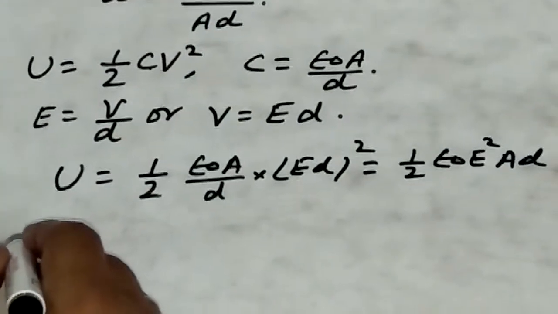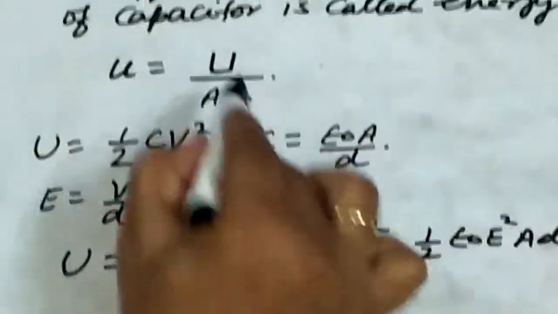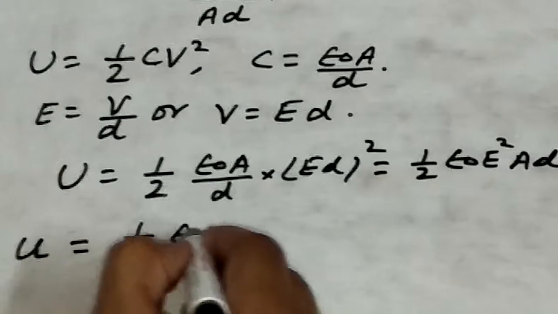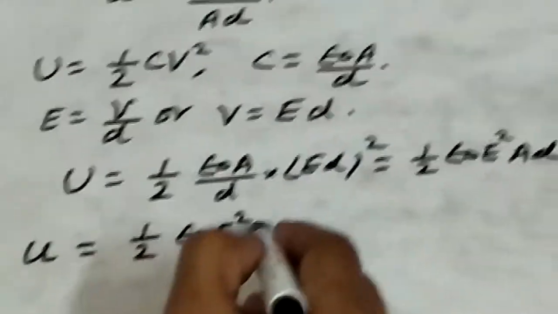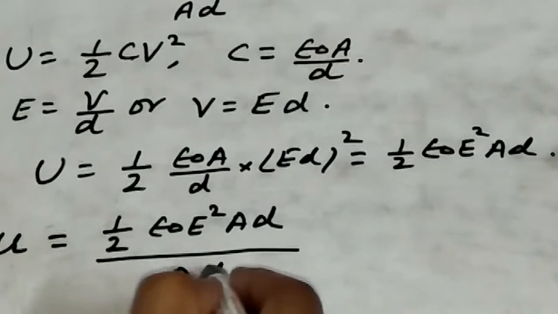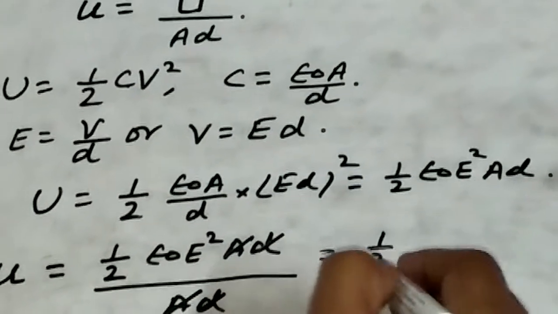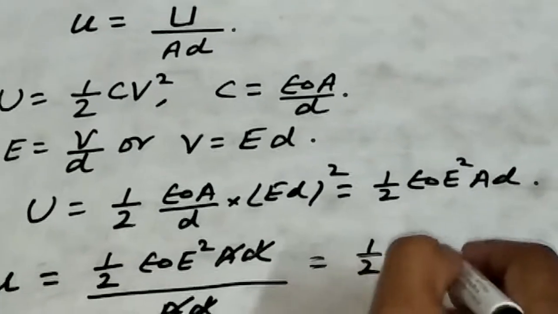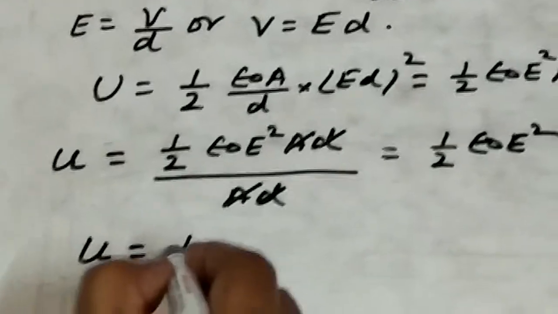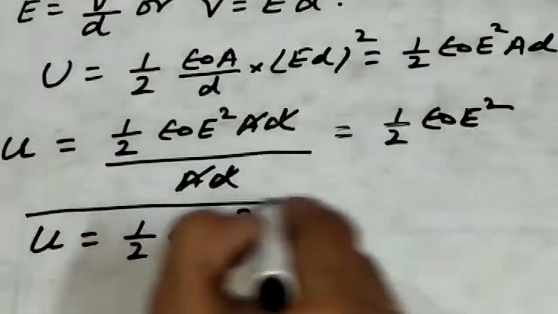So the energy density u is equal to U upon Ad. U is half epsilon naught E square Ad upon Ad. Now this Ad is cancelled by Ad, and you get half epsilon naught E square. It means the energy density u is equal to half epsilon naught E square.